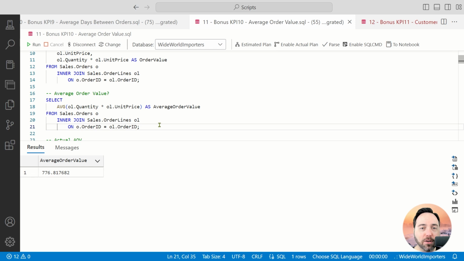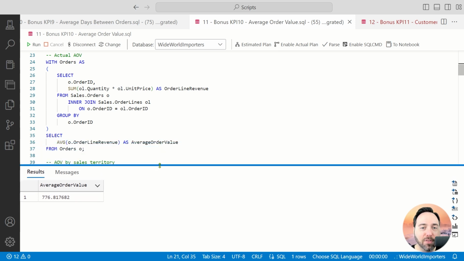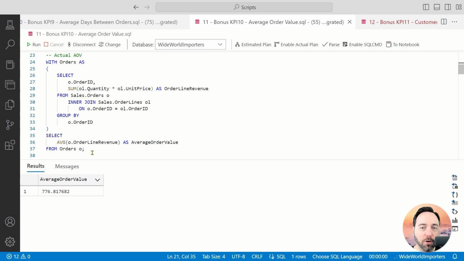Fortunately, as we learned in the financial KPIs video, revenue is an additive measure across orders, so doing this is easy. In a common table expression, we once again join orders and order lines. We are going to take the sum of revenue as well as the order ID and group the results by order ID. Now we have the sum of order line revenue per order. Then in the base query, we take the mean of those summations.